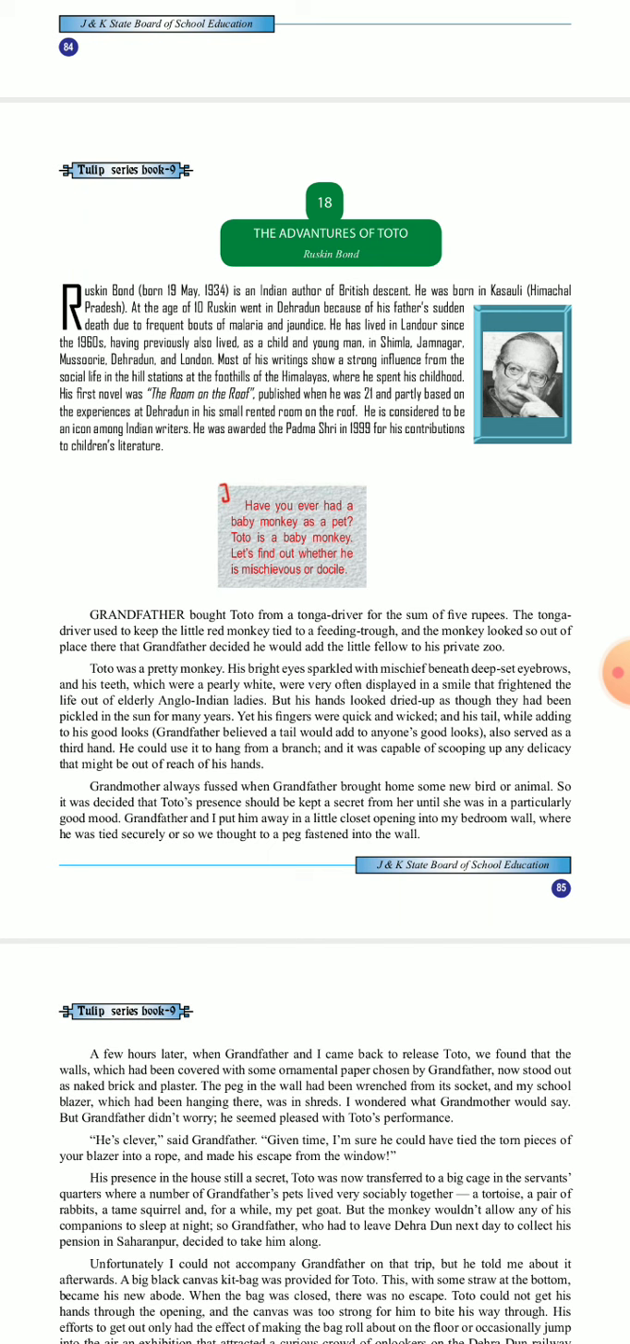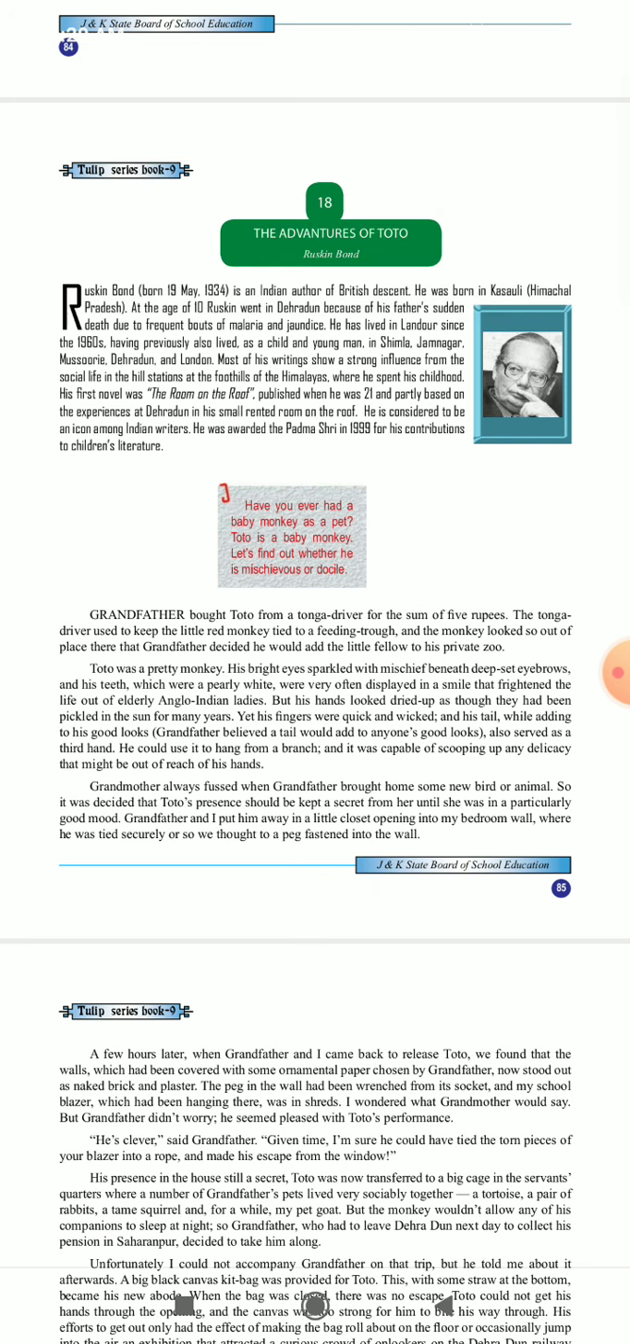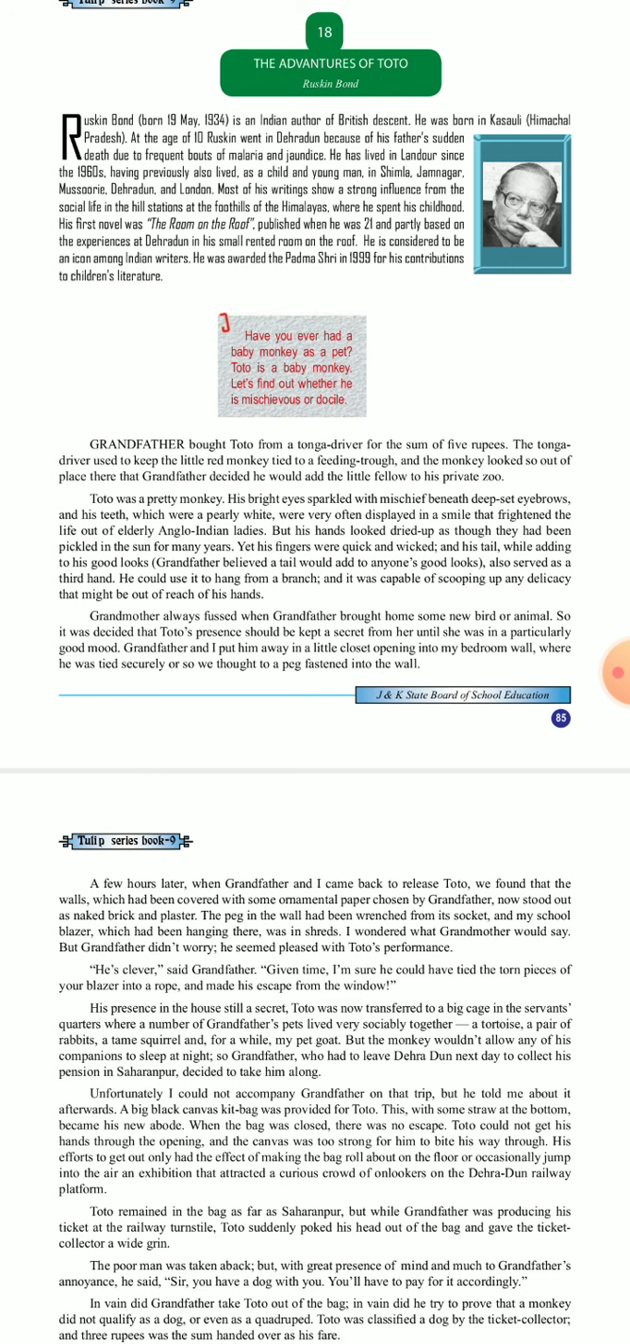Little closet means a very little opening, and they put him into Ruskin Bond's bedroom, where they tied him to a peg that was fastened into the wall.